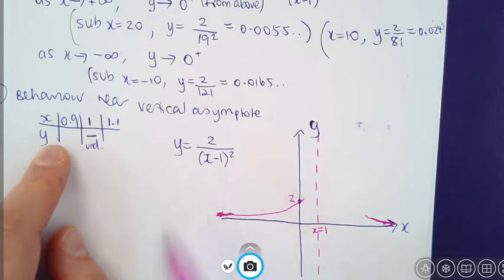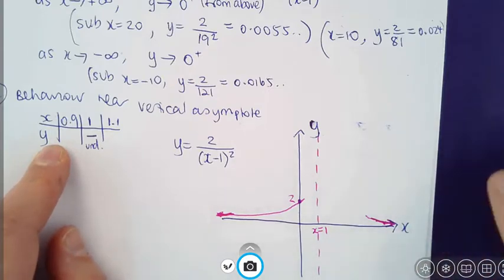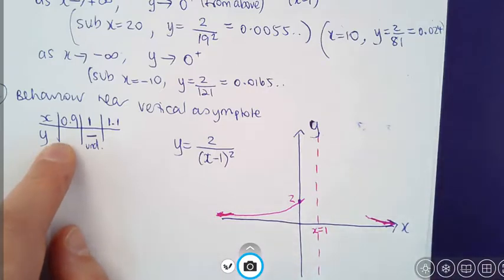-0.1. Square it. Do you want to do it on your calc? Which would be positive 0.01. 2 divided by 100th. I think you're going to get 200. Have a go. So can you substitute 0.9?